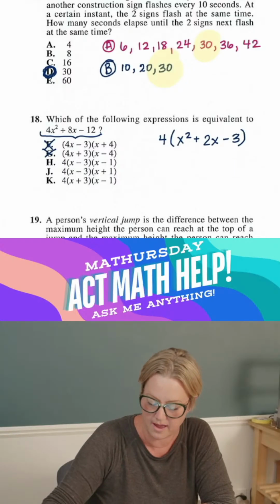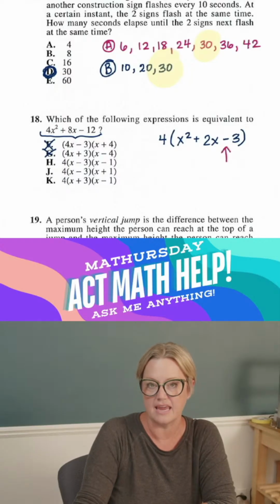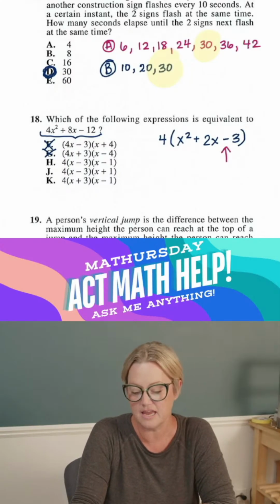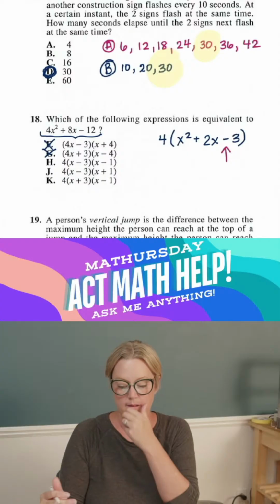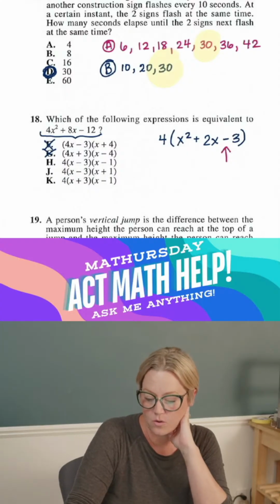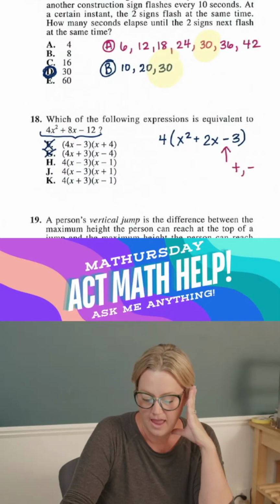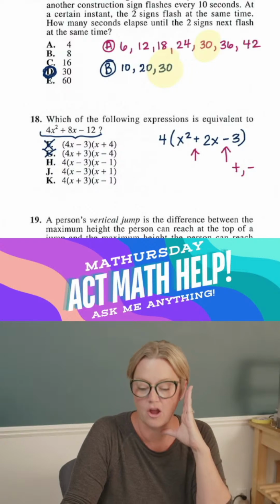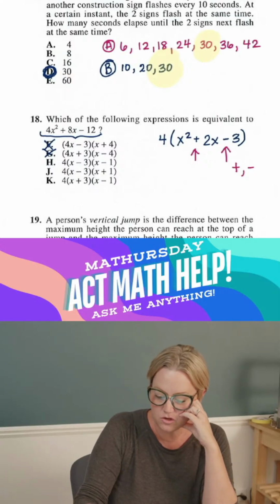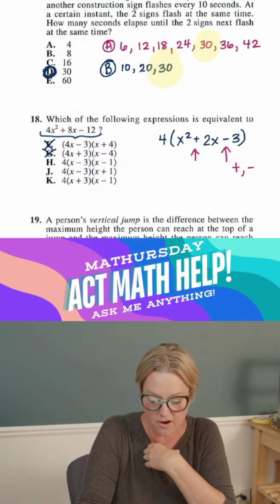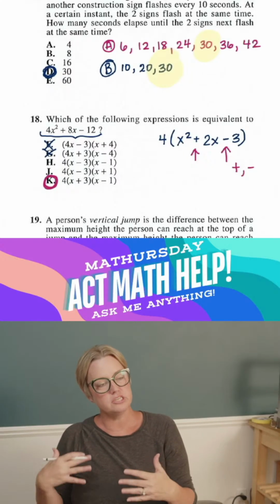But another shortcut is that the fact that this is negative tells me that the signs in my binomials, meaning the x minus 3 and x minus 1 or x minus 3 and x plus 1, are different signs. So it's going to be positive and negative. And this tells me that the larger number is going to be positive. So that is going to be right here for K.